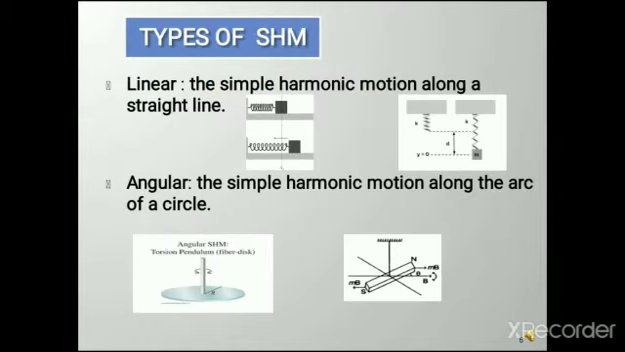What are the types of SHM? There are two types of SHM, linear SHM and angular SHM. The simple harmonic motion along a straight line is an example of linear SHM. Angular SHM is a simple harmonic motion along the arc of a circle. Examples of angular SHM are a rotating disc, or a magnet suspended freely in the air, which performs simple harmonic motion if it is displaced from its mean position.